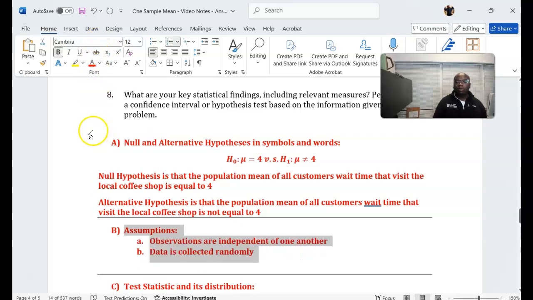Observations are independent of one another. But at the end of the day, if you honestly think about this, this is really tough. I would argue that if someone orders a latte and then after them, someone orders a coffee, and they do it in linear order, the person that gets the coffee has to wait a little bit longer because the latte takes longer.